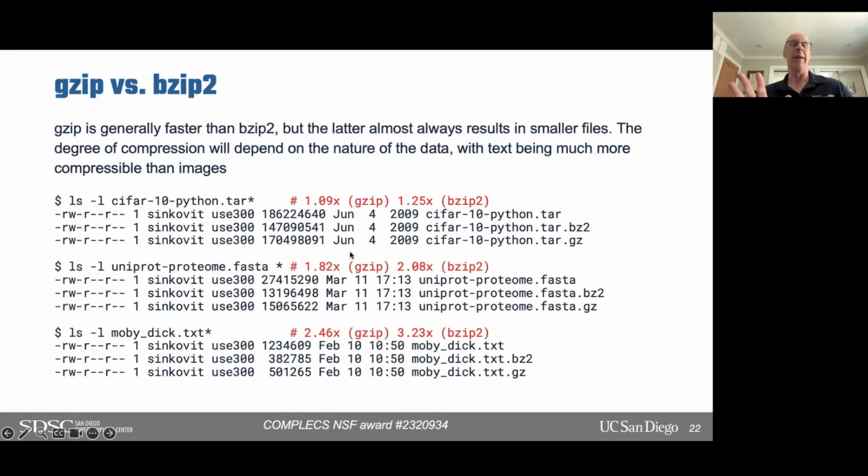Now you might be wondering, if we have gzip and bzip2, when should we use which one? I find that gzip is generally faster than bzip2, but the latter, bzip2, almost always results in smaller files. Now, the degree of compression that you're going to get depends a lot on the nature of the data. We find that text data is much more compressible than images.